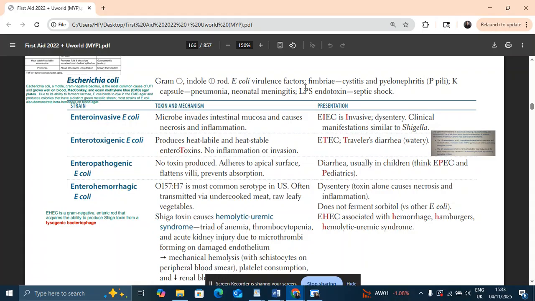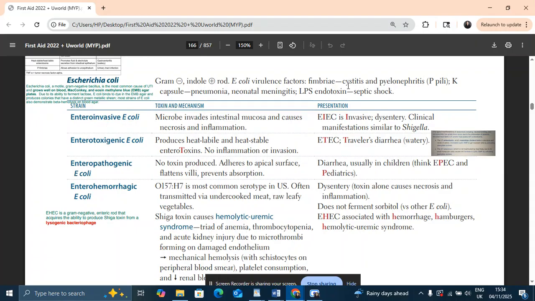Sorry, so first you should remember that fimbriae is a virulence factor. Number one virulence factor is fimbriae, and it causes cystitis, which is an inflammation or infection of the bladder, and pyelonephritis, infection of the kidney, UTI. So in simple words, the first important virulence factor of E. coli is fimbriae, and through this virulence factor, it causes cystitis and pyelonephritis.